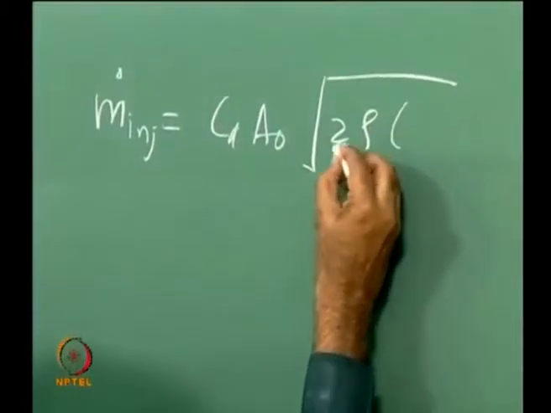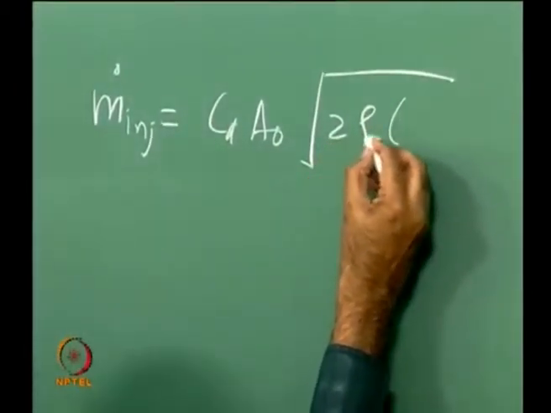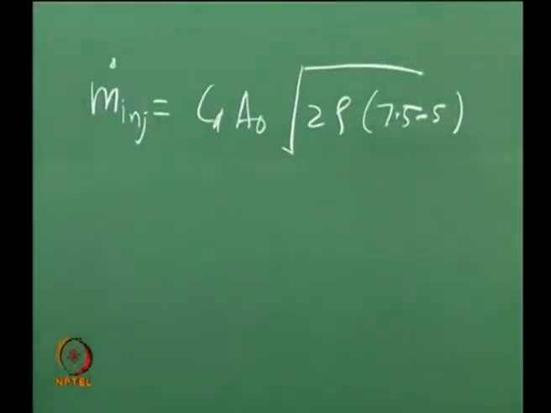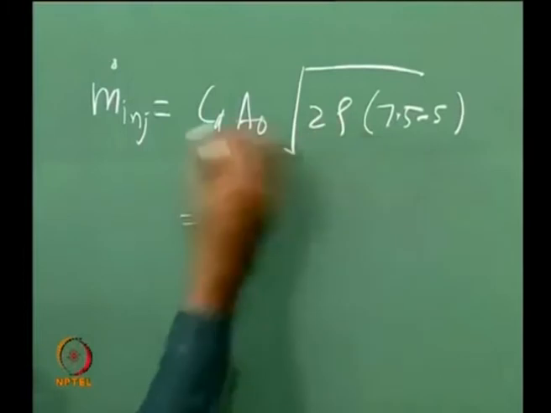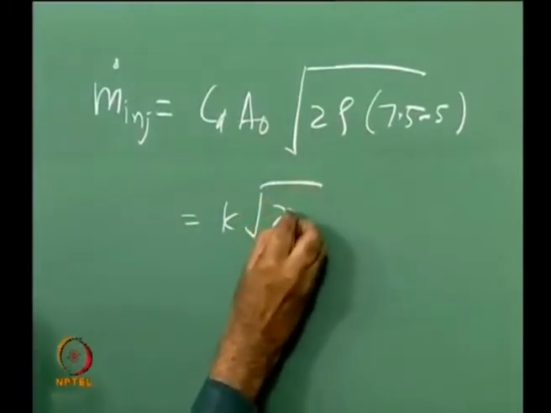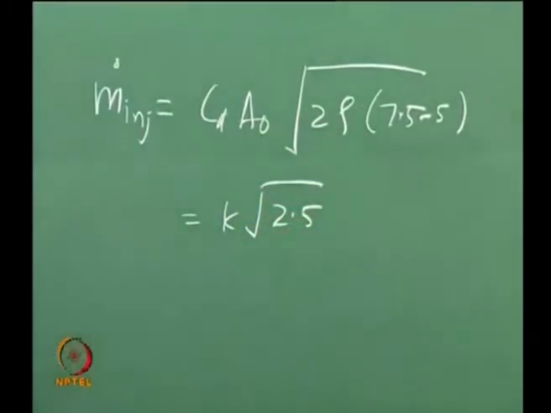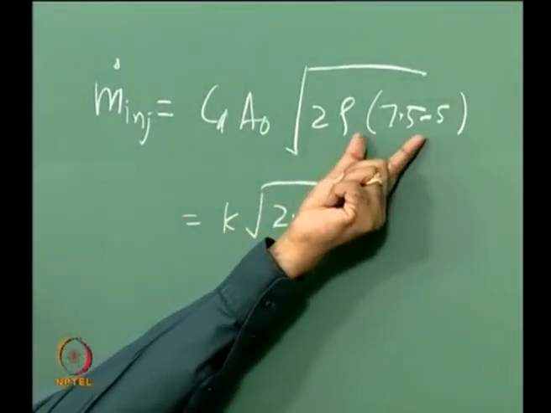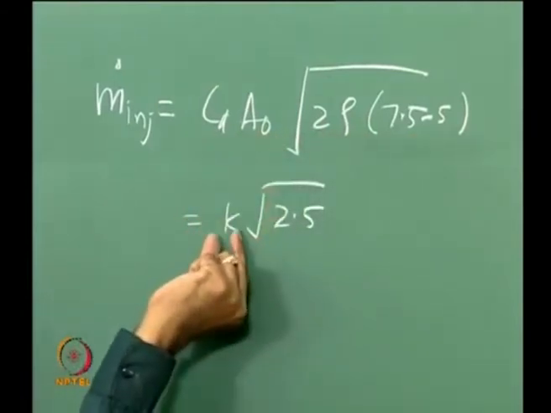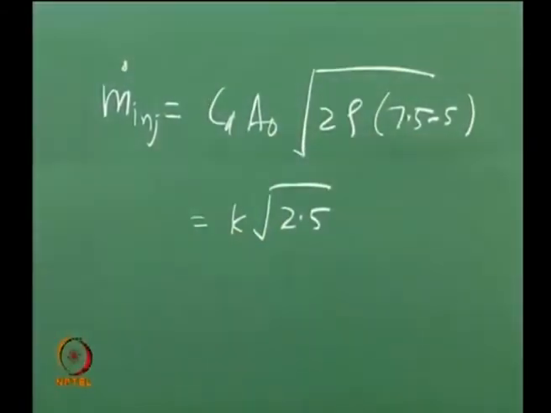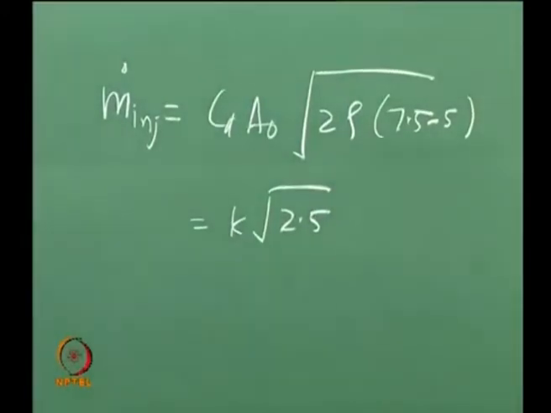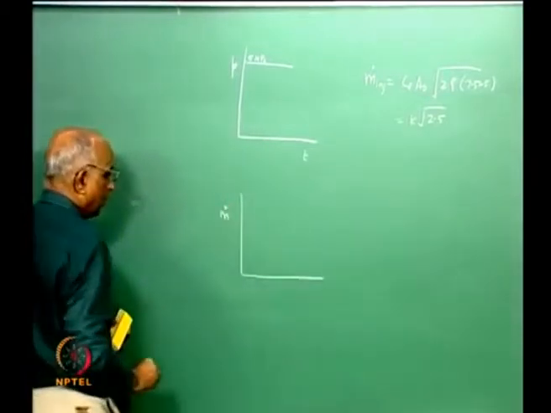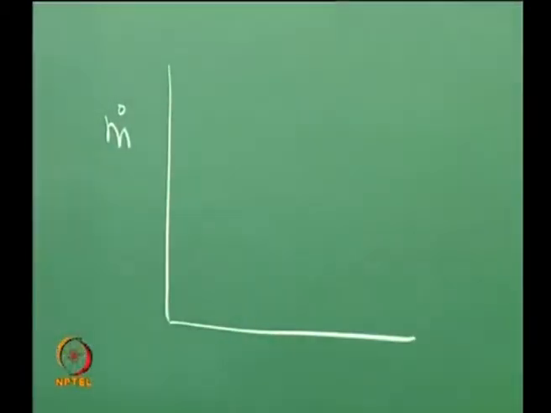I have some chamber pressure, I say it is 5, and injection pressure 7.5, so 7.5 minus 5 is the value. Rather, I say the mass injected is equal to K times root of 2.5. I take all the constants outside, maybe multiplied by 10 to the power 6, and put them into the K value. Now beneath it I plot the rate at which I am injecting the liquid.